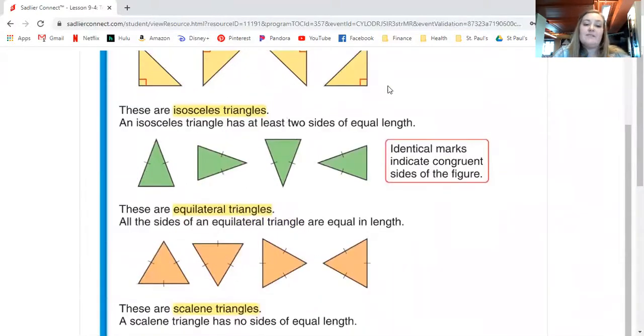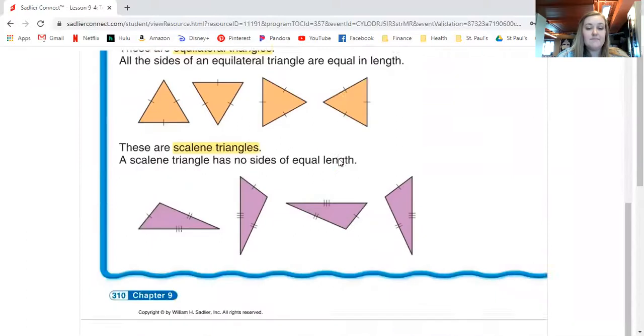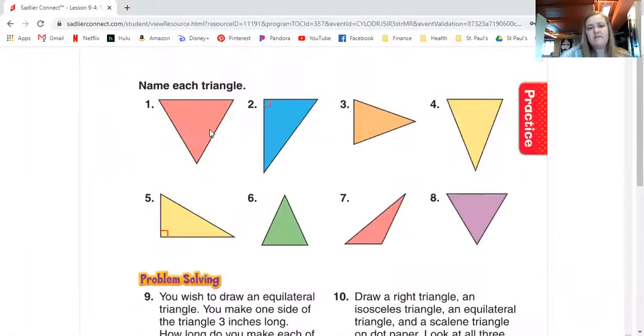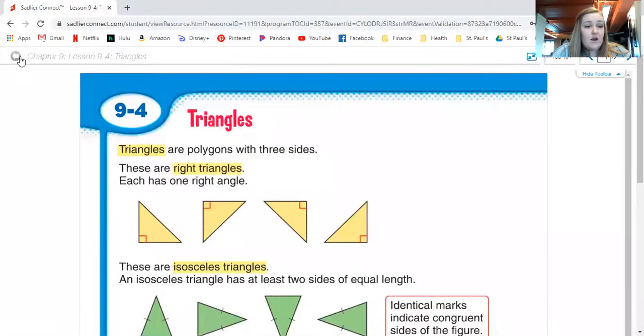The second one was an isosceles triangle, and it means you have 2 sides that are the same length. So only 2. If you look here, each of these sides are marked. Equilateral has the name equal in it, so all the sides are equal in length. If you look, every single one of these sides is the same length. And then the last one was scalene. It means every side's a different length. There's no equal sides. So that's basically what you need to focus on for remembering what those different triangles are.